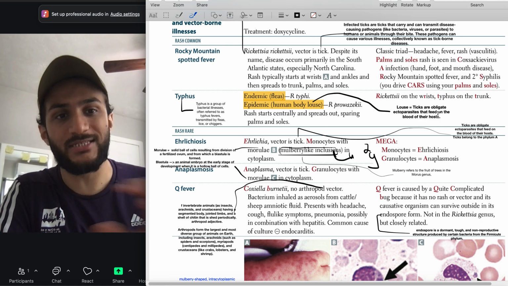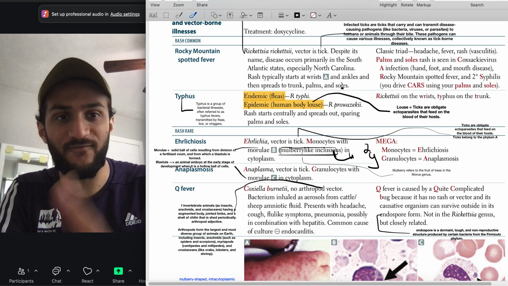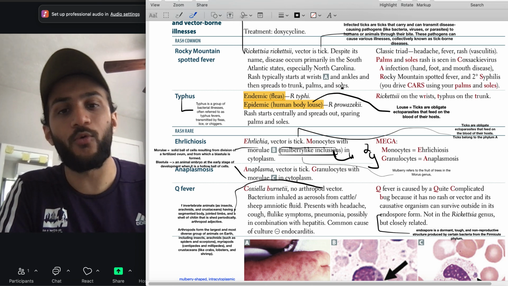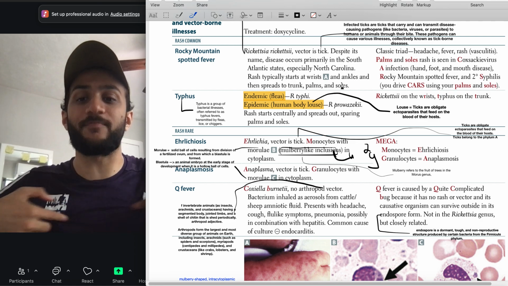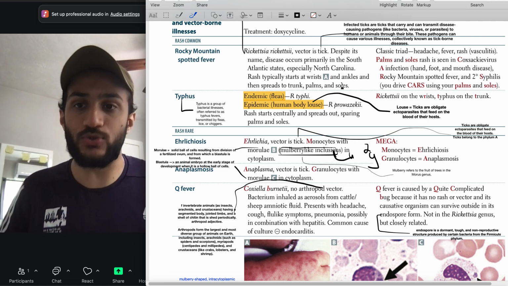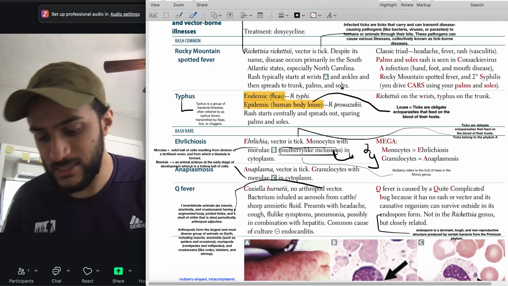A louse is basically an obligate ectoparasite that feeds on the blood of their host. So Rickettsia prowazekii. Now over here, guys, this is going to start from the central trunk, and spares the palm and sole. And I have a very nice mnemonic over here for you guys.